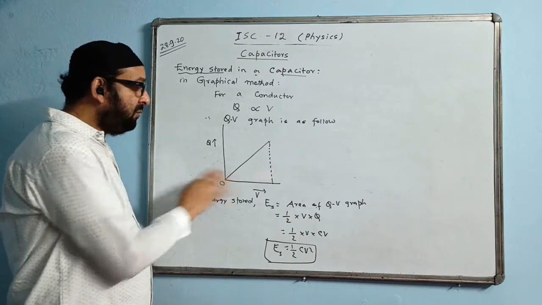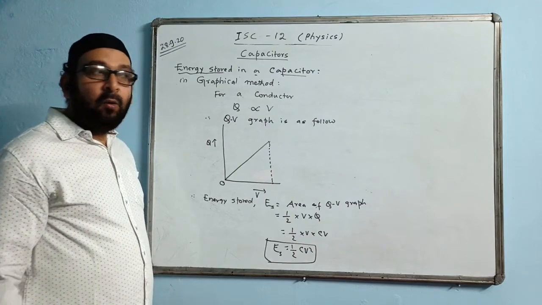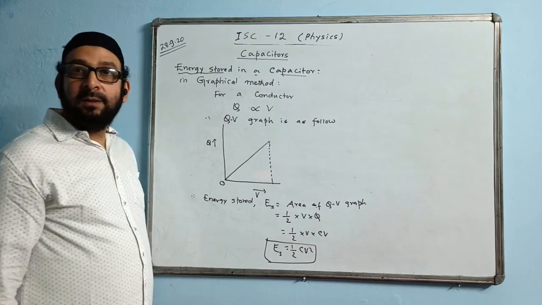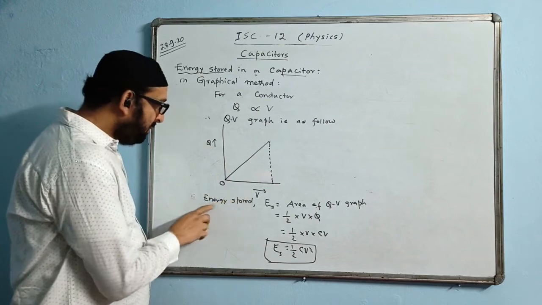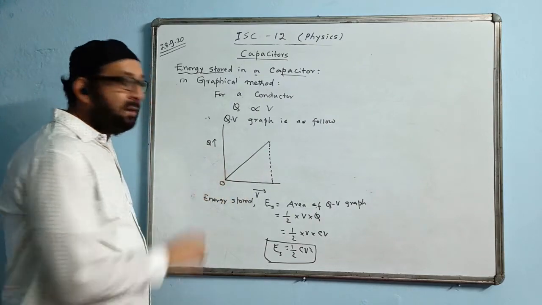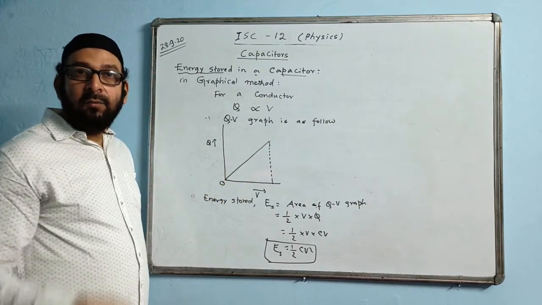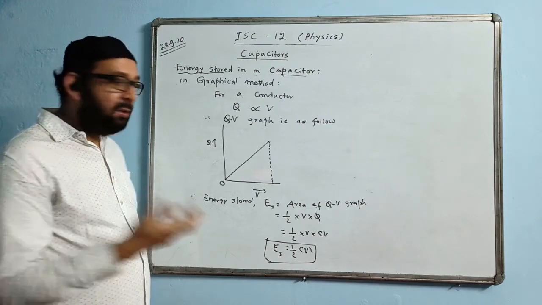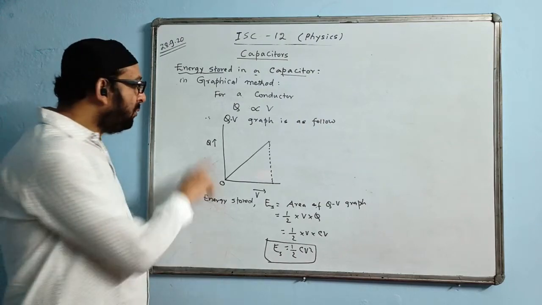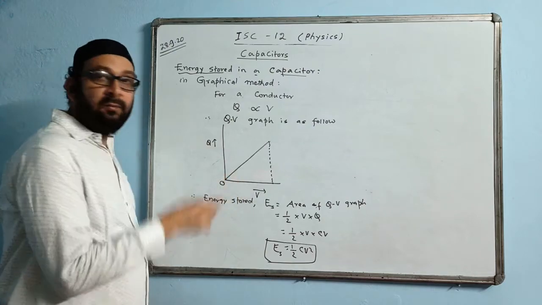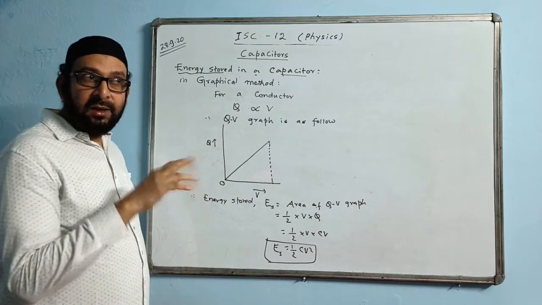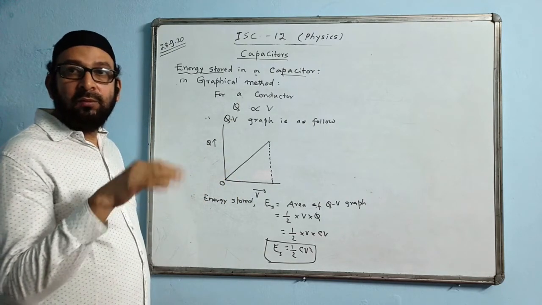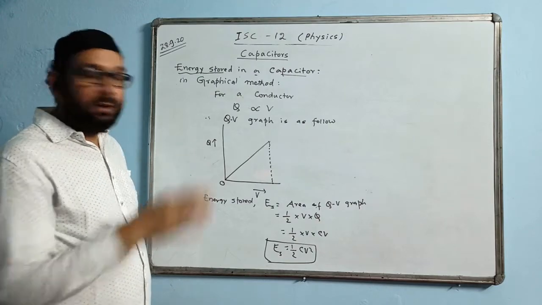Slope means you have to divide these two values. And what does the area of the QV graph represent? The area of the QV graph represents the energy stored in that capacitor. That means it's a kind of work done, and work done capacity is called energy. So that is the idea. The work formula: V is equal to W by Q, as we did in the previous chapter. Therefore, W will be equal to QV.